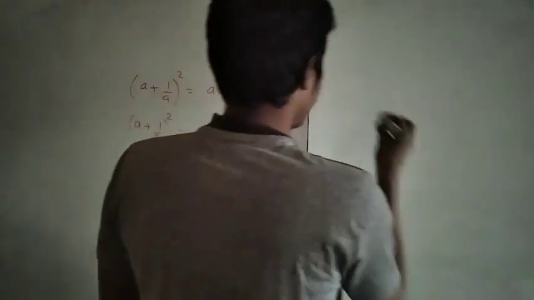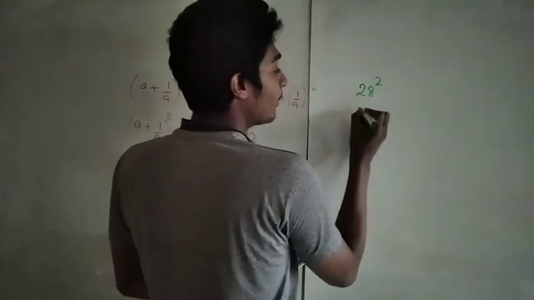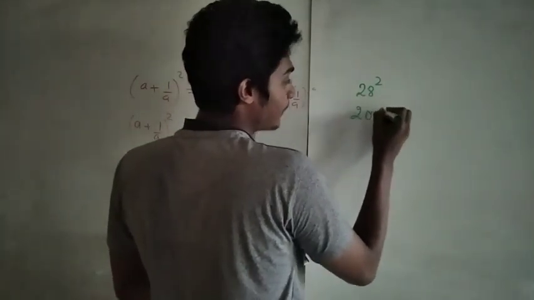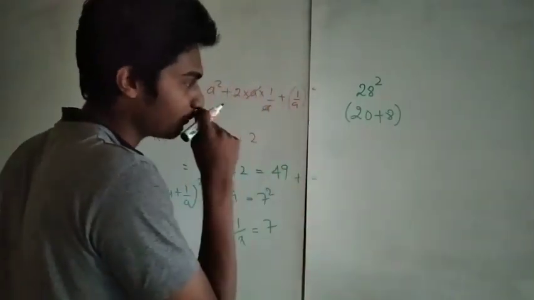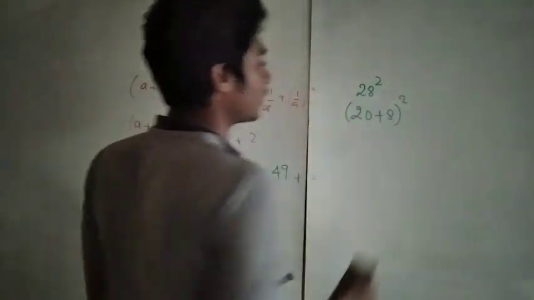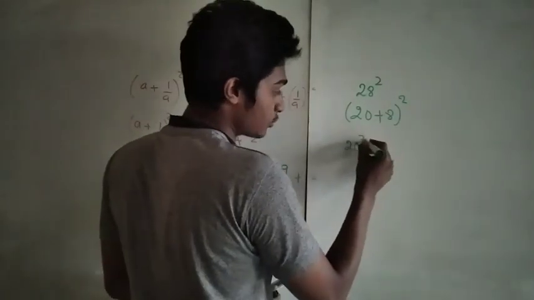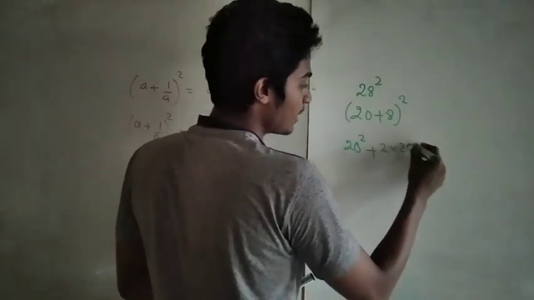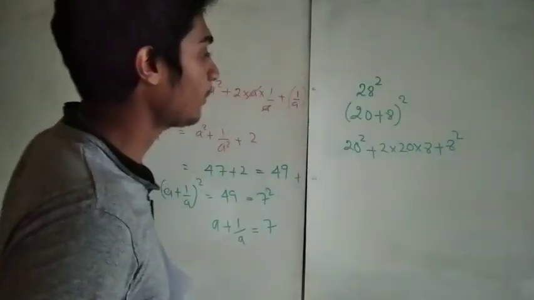28 squared should be found by, sorry, not factorizing, by expanding. Sorry, I said factorizing, so it's a mistake from me. 20 plus 8 whole thing squared, you just have to expand this. You put the first term squared plus 2 into first term into second term plus the second term whole thing squared. This is how the problem works, right?